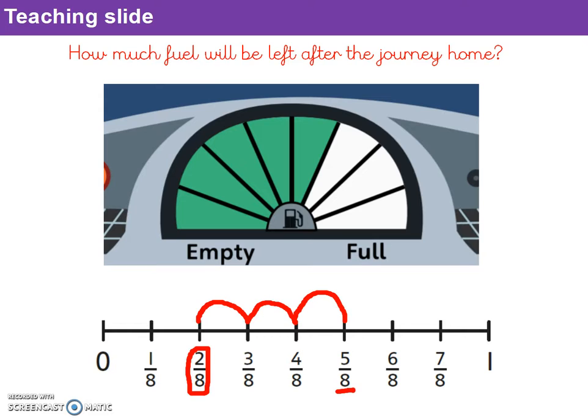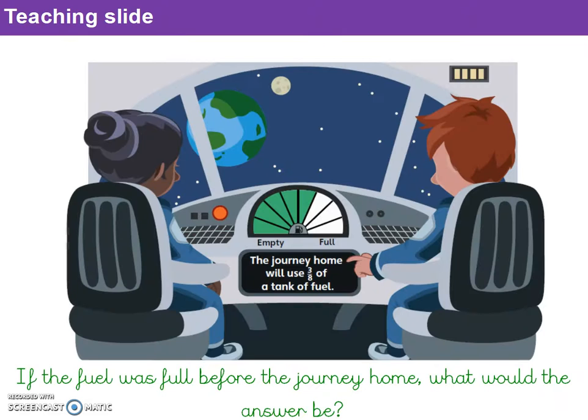So no matter what method I'm using, as long as I'm counting back in those unit fractions of 1/8, 1/8, 1/8 to make 3/8, I'm always going to have 5/8 take away 3/8 equals 2/8. So let's have a look at question 1B. If the fuel was full before the journey home, what would the answer be?